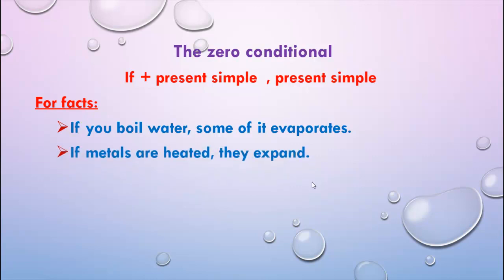Another sentence. If metals are heated, they expand. Here I have a question. Who can tell me what the tense is in the first sentence? If metals are heated. Are heated? Of course, this is present simple, but in the passive form. So if metals are heated, this is also present simple. They expand, and this is also a fact.